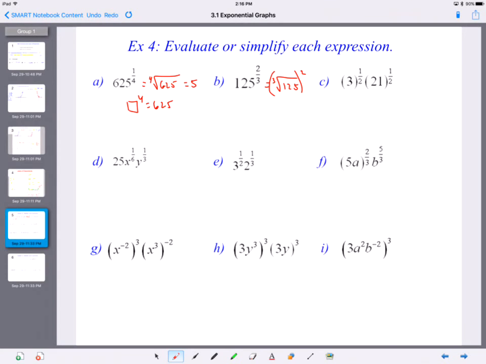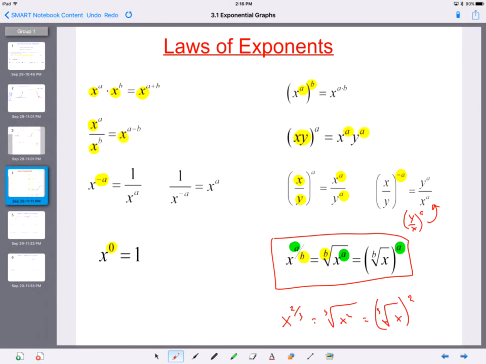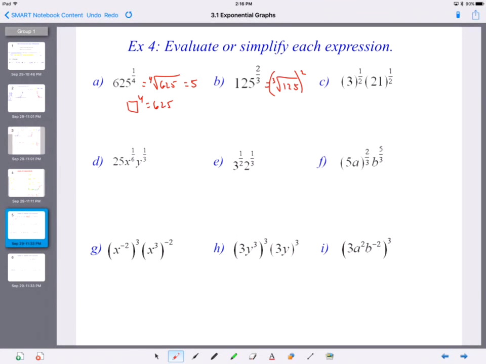And so now, what's the cube root of 125? What times itself 3 times gives you 125? And that would be 5. So then you're left with 5 squared, which is 25. So a lot of times it's easier just to put the value of the a value on the outside so you can simplify it without a calculator.